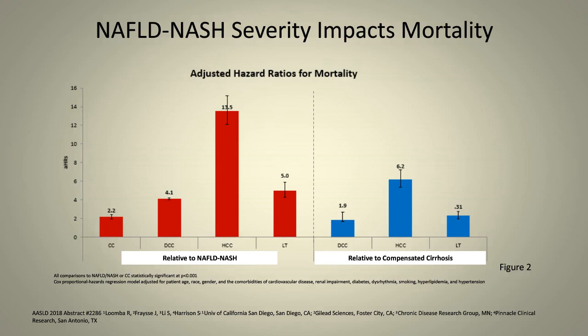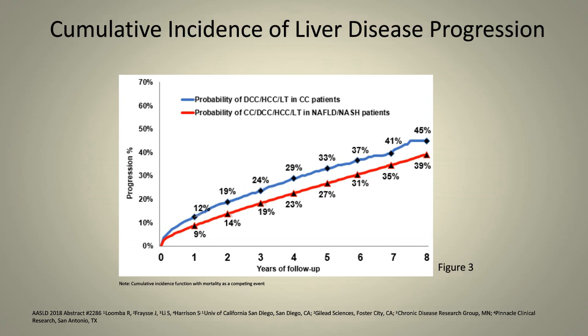And I'll end with this slide. This is the cumulative incidence of liver disease progression. And on the blue line is probability of decompensated cirrhosis, liver cancer, and liver transplant in cryptogenic cirrhotic patients. On the vertical axis is progression in percentage, and on the horizontal axis is years of follow-up. And you can see that by 8 years of follow-up, about 45% of people basically in the cryptogenic cirrhotic group had progressed to one of these worsened stages.